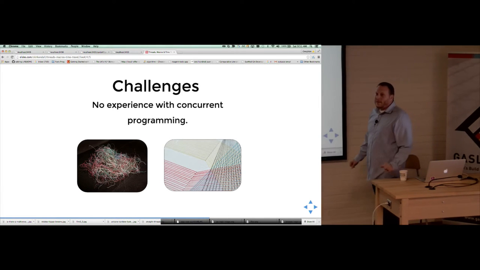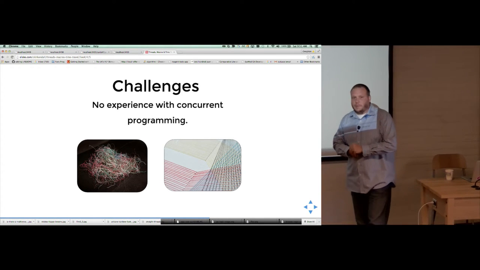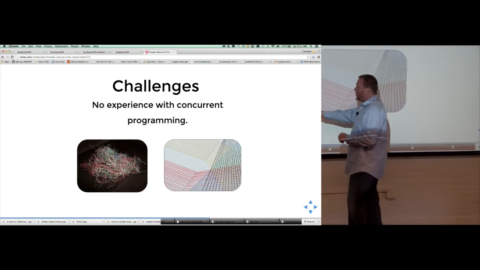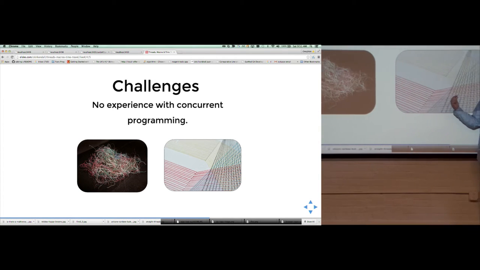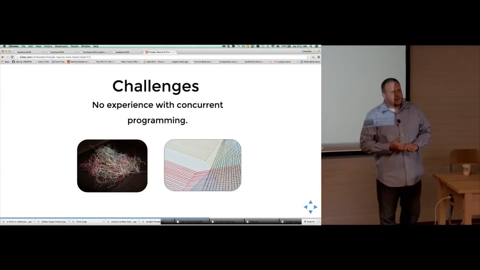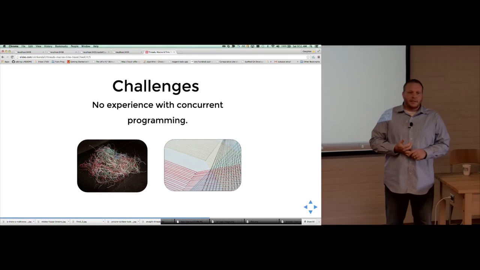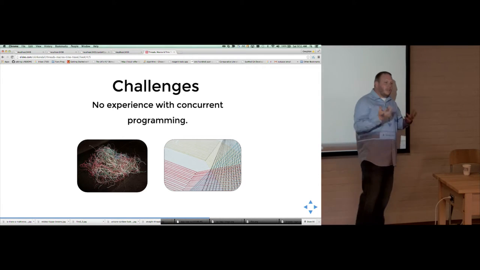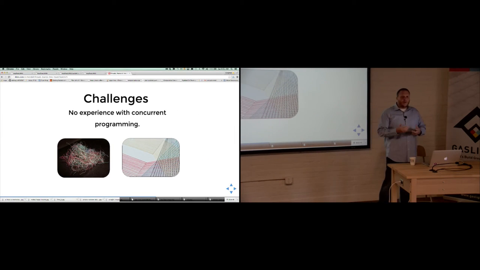In general, front-end developers do not have a lot of experience with concurrent programming. So you oftentimes look more like this than like this. I've dealt with this. I work on fairly large ClojureScript apps for clients, and a lot of times you'll get something that looks like that because they're not used to it. So they tend to overuse it.